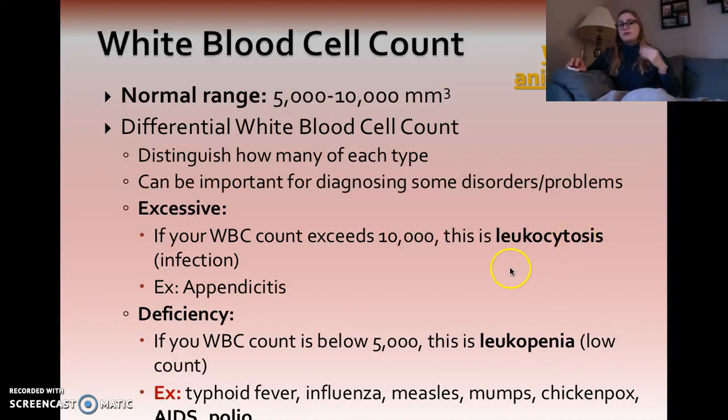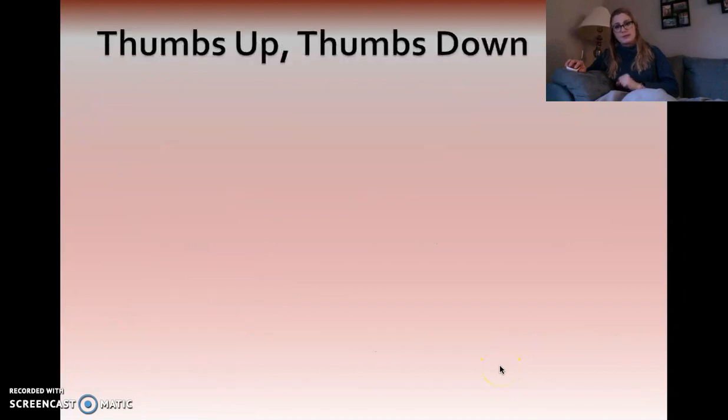Now, if you have a deficiency, we call this leukopenia, and you guys do need to know this. This is going to be the case for about any disease that affects your immune system, one of which down here is AIDS. AIDS is known as acquired immunodeficiency syndrome. This is caused by the virus infecting, attacking, and killing the white blood cells. So if you have a very low white blood cell count, that is called leukopenia, chances are you have an infection or something pertaining to your white blood cells.